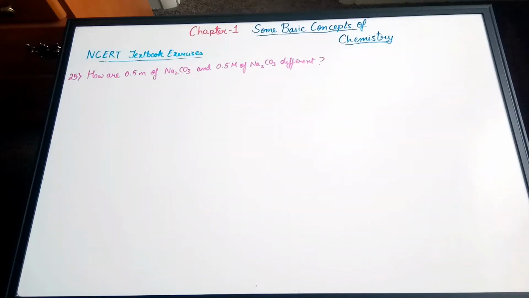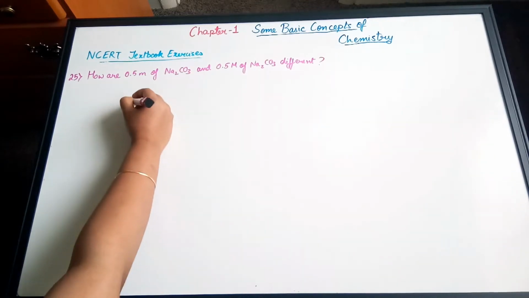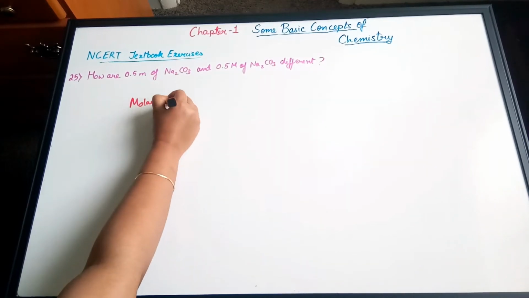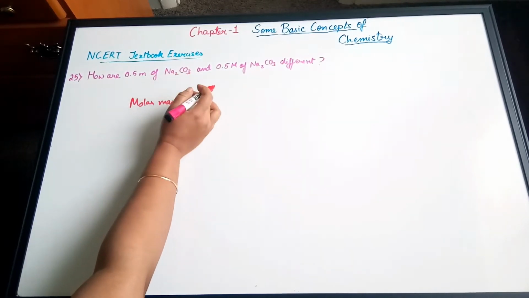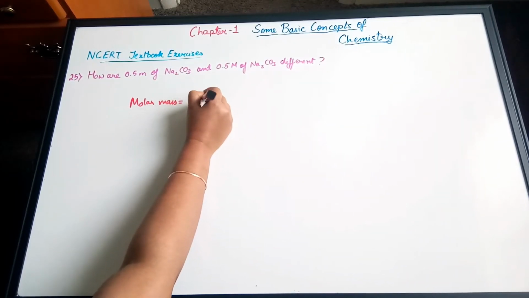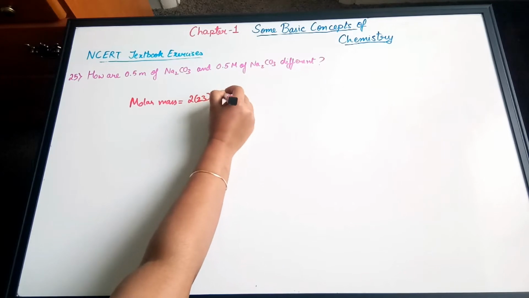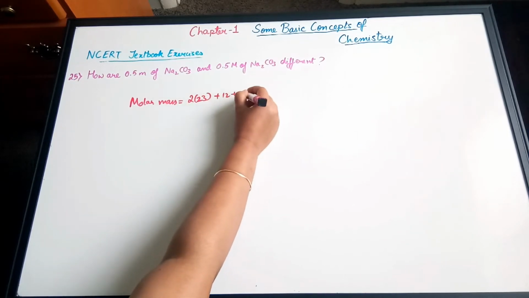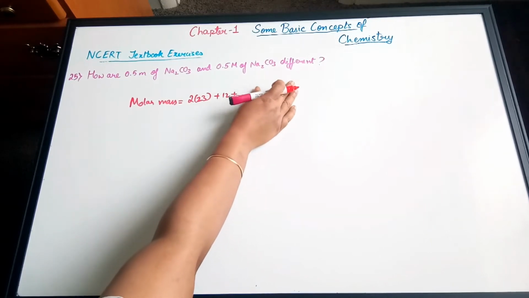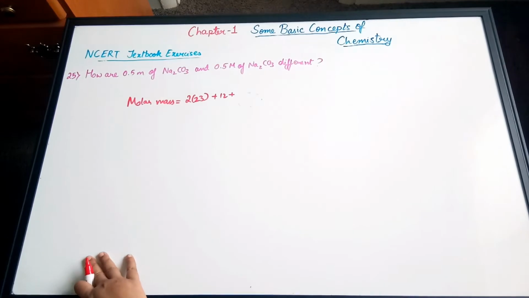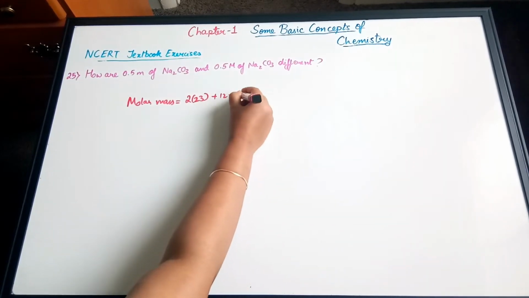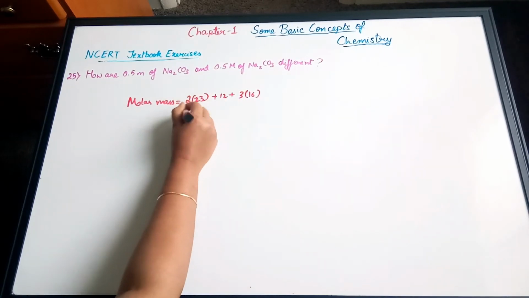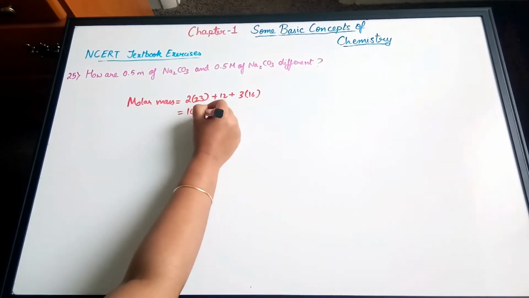So question number 25: how are a 0.50 molal solution of Na2CO3 and a 0.50 molar solution of Na2CO3 different from each other? First of all, the molar mass of Na2CO3 will be basically the atomic masses added to each other. So 2 into 23, the mass of sodium, plus 12 because you have one atom of carbon, and 3 into 16 because you have 3 atoms of oxygen, and this comes up to 106 grams per mole.